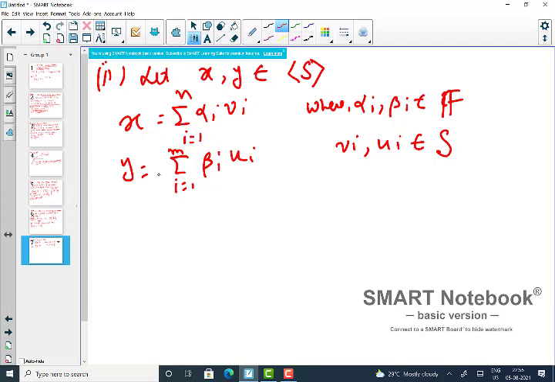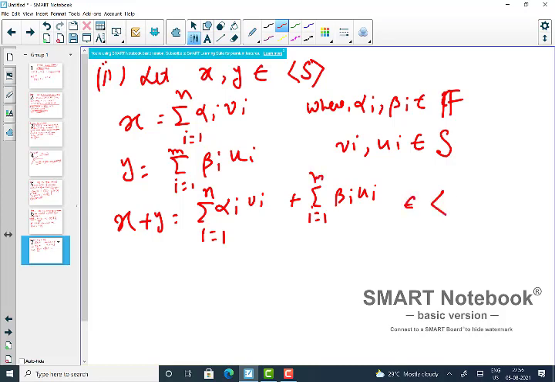Now when you have this kind of sums, you can add them, and the addition I already said. How do you add it? The addition will be the addition of the full vectors, so this is the full sum alpha_i v_i plus beta_j u_j, right? Because u_i and v_i are elements of S, any corresponding combination will be an element of span of S. The index, j or i, doesn't matter, it's a dummy variable. So this is again an element of the span of S.